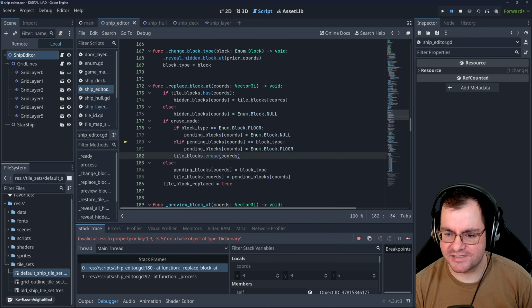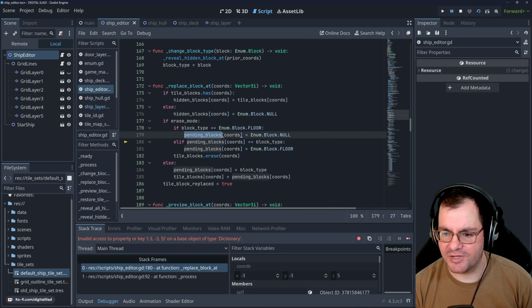All right, so if erase mode, the block type is the same as the floor. Oh, pending blocks is null. So we are using null for the pending blocks. Right, that makes sense. We're also using null for the hidden blocks. The only place we're not using null is in the tile blocks. Which maybe we'll switch to doing that. We would need to switch the tile blocks to an array instead of a dictionary. But we're not going to do that right now. That's a future optimization.